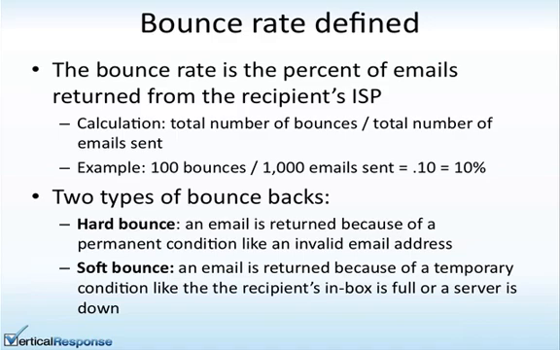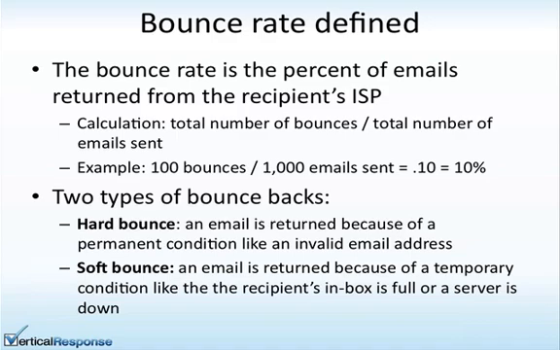So there are two types of bounces that are going to be tracked. A hard bounce is a bad address. So the domain doesn't exist anymore. The email address doesn't exist anymore. Maybe there's just a typo in there and it doesn't exist. It never existed. For some reason, there's no way to deliver to it. The email address doesn't exist.